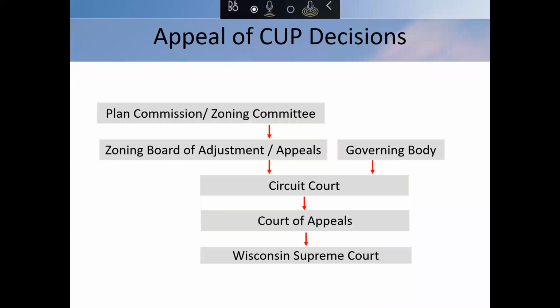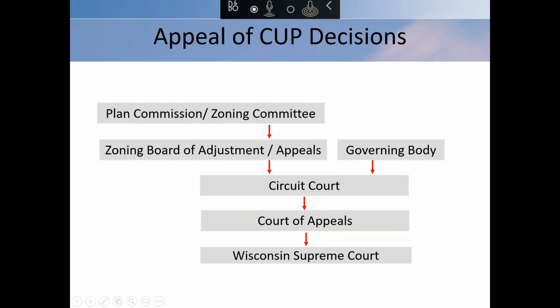Just a little diagram showing the process for the appeal of CUP decisions. If the Plan Commission or Zoning Committee makes the CUP decision, it's typically appealed to the Zoning Board. If the Zoning Board or the governing body make the CUP decision, it's typically appealed to Circuit Court, then to Court of Appeals and Wisconsin Supreme Court.